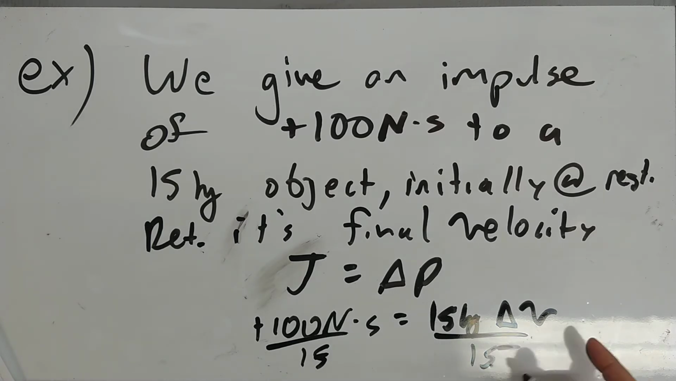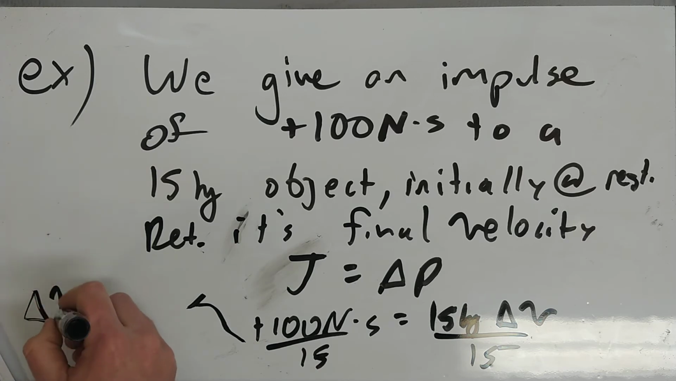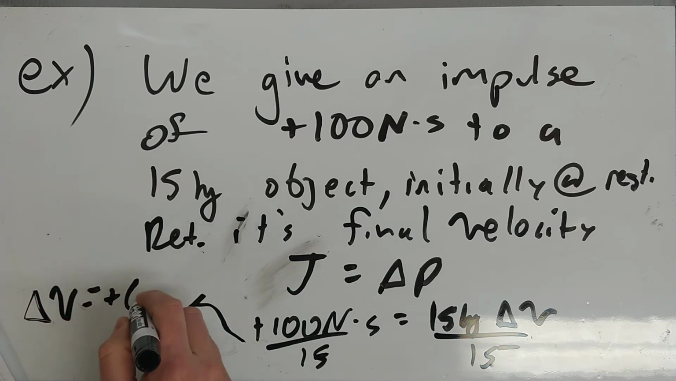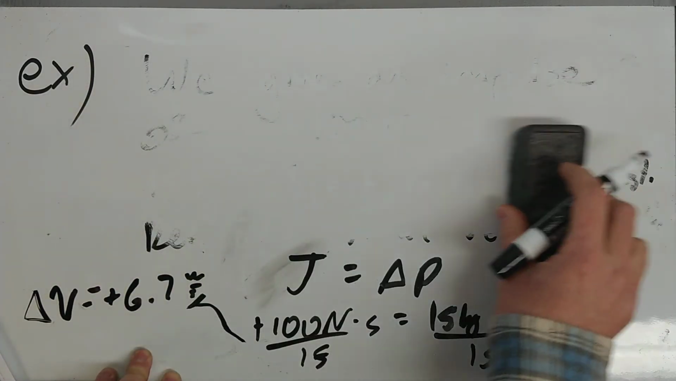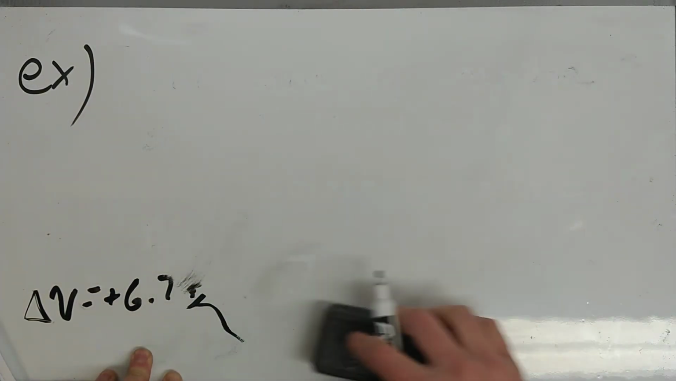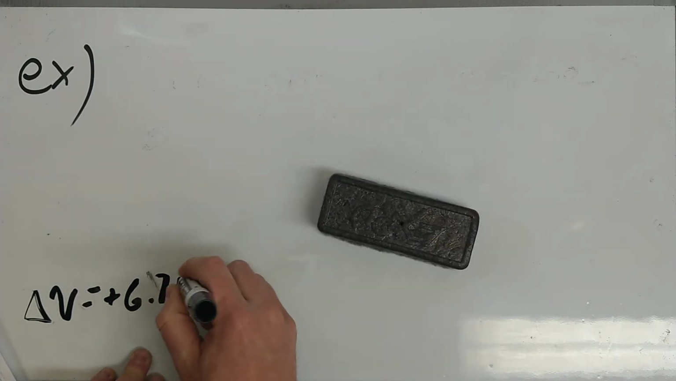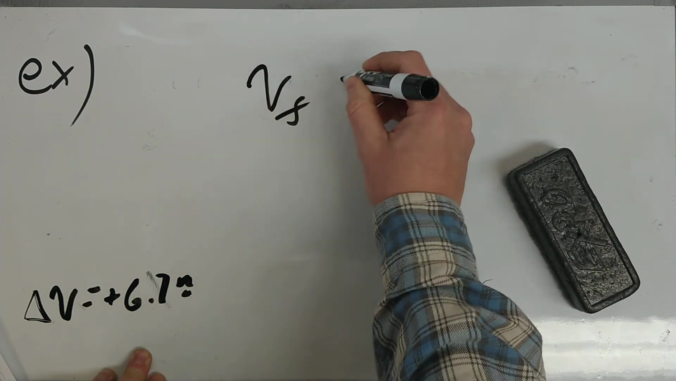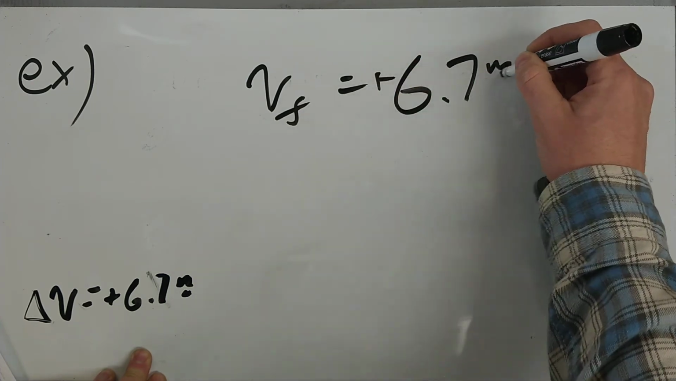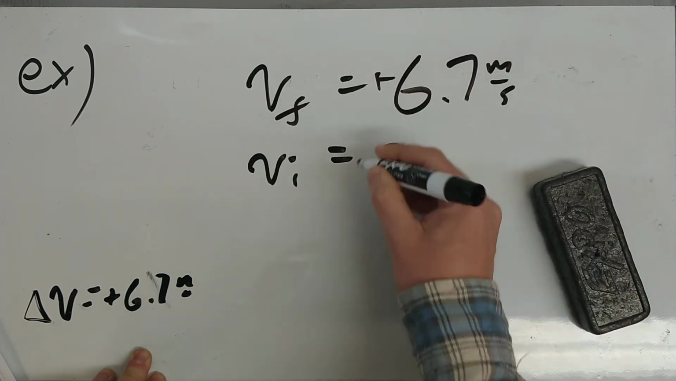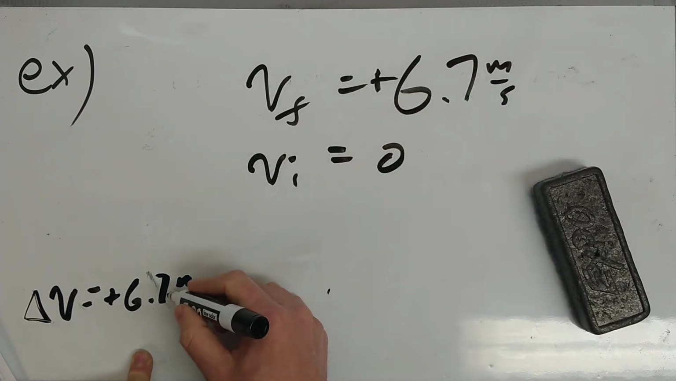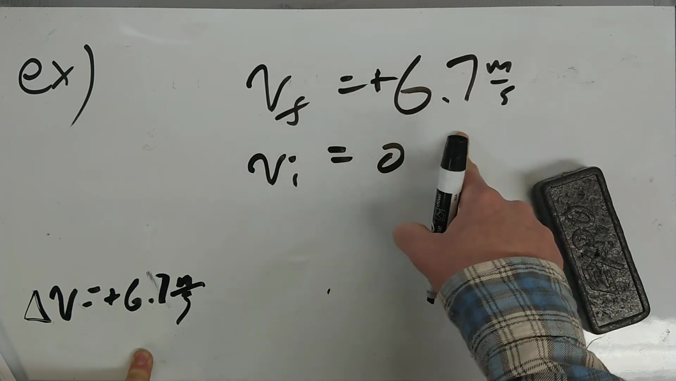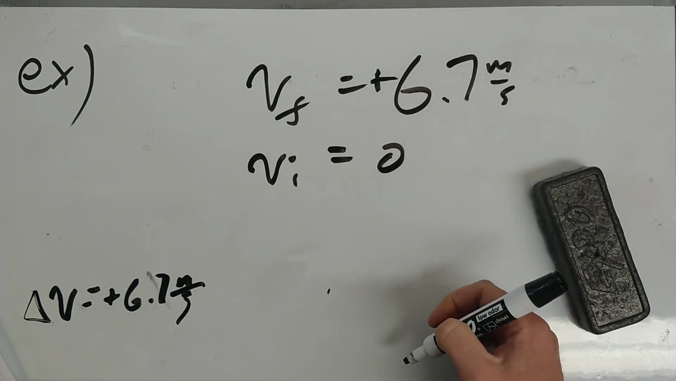6.7. All right, so our change of velocity, I ran out of space here, but I'll write it up over here. Our change in velocity is positive 6.7 meters per second, right? So if our change of velocity is positive 6.7 meters per second, that must mean our final velocity is positive 6.7 meters per second because the initial was 0, right? So if we started off at rest and we gained positive 6.7 meters per second, then our final must be positive 6.7 meters per second.